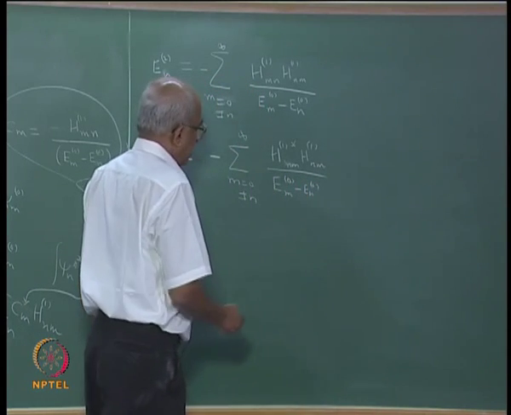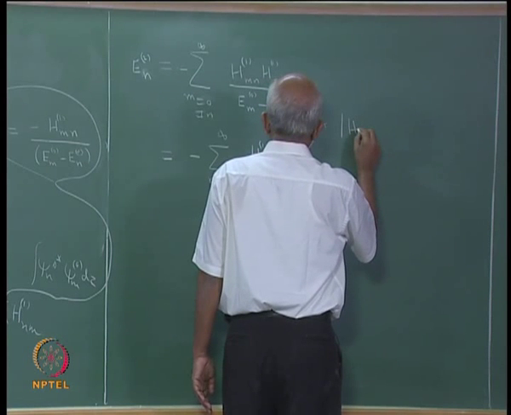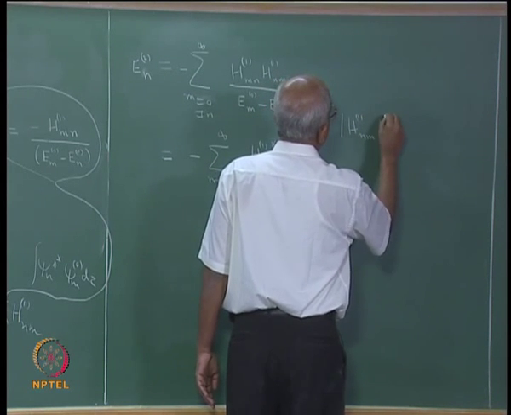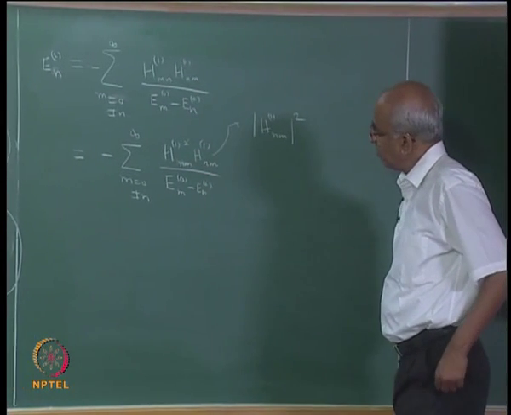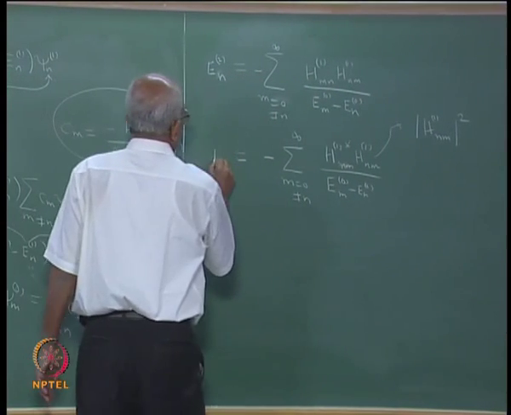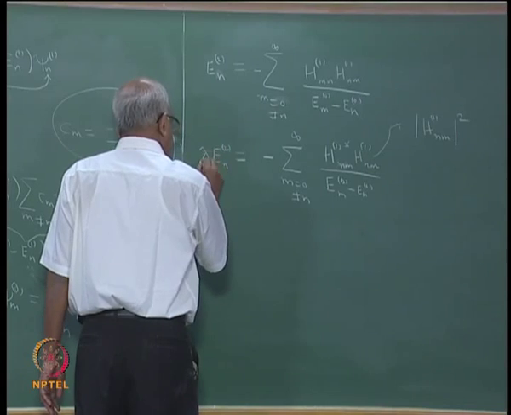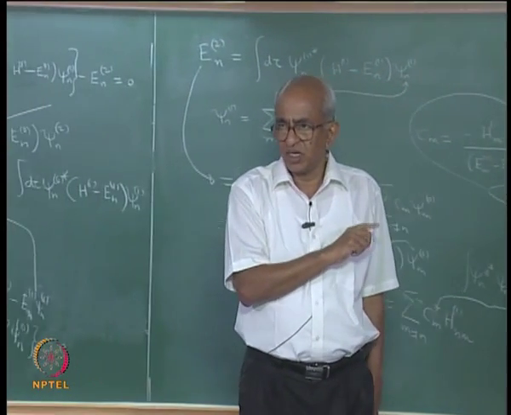Or there is an even better way of writing this. This is nothing but the magnitude of h n m 1 squared, that is what this object, the numerator, is. So this is the expression, and in fact the correction to the energy is how much? It is actually lambda squared times this. The correction to the energy is lambda squared times this.